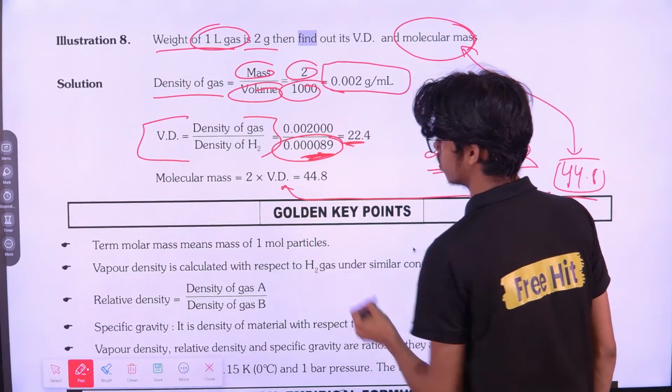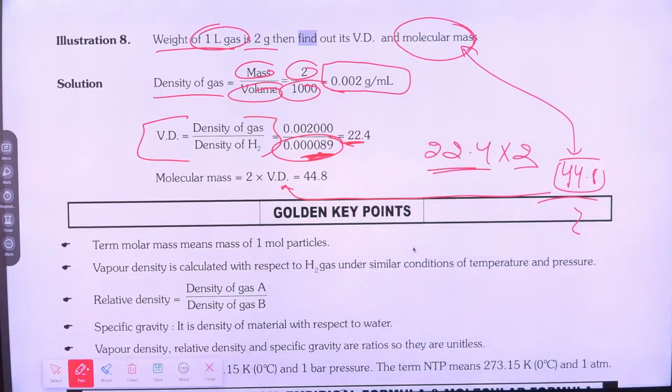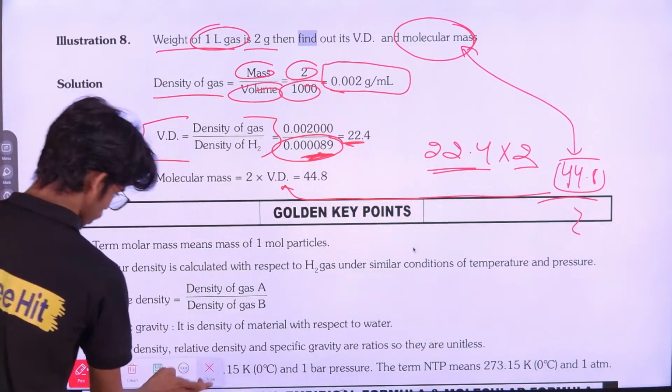Got it? So easy. Now, I hope everybody has answered, right? 44.8. Very good Kanishka, very good Priya Jyoti.